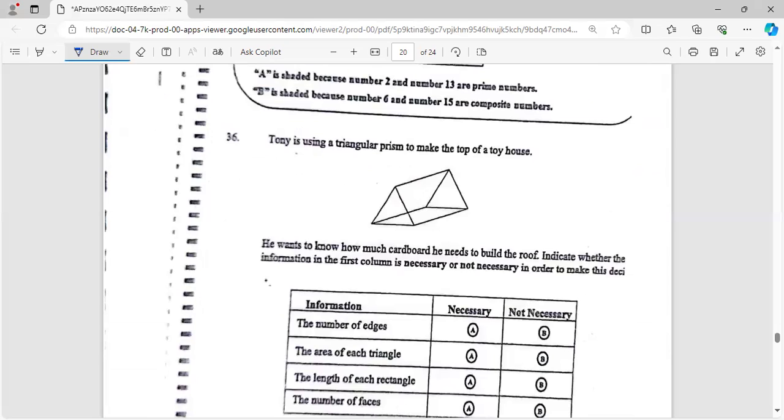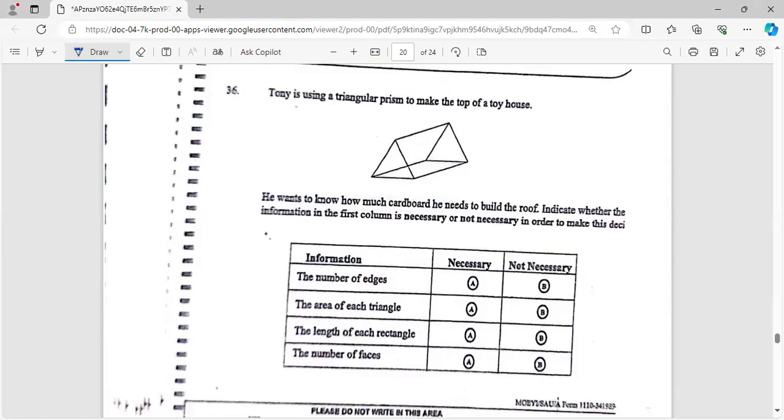Alright, so this is what they say. And these are really interesting questions. It says Tony is using a triangular prism to make the top of a toy roof. So the roof they're using it to make, right? He wants to know how much cardboard he needs to build the roof. Indicate whether the information in the first column is necessary or not necessary in order to make this decision. So what he wanted to do was the top of the house, right? Plus, he wants to know how much cardboard he needs. That's all he needs, right? So let's see.